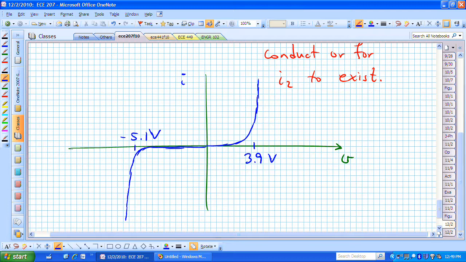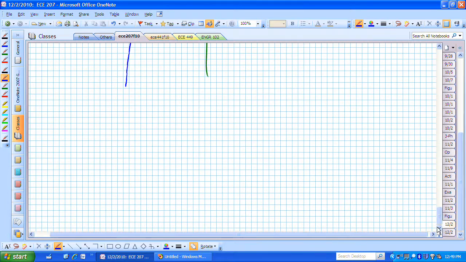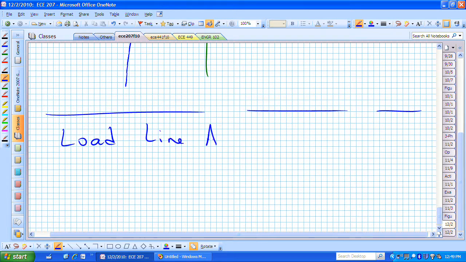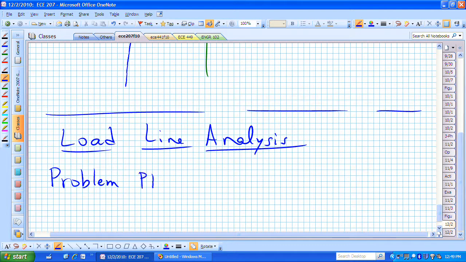Let's now look at another example problem, and this will be a load line analysis problem. In particular, it's problem P1024.